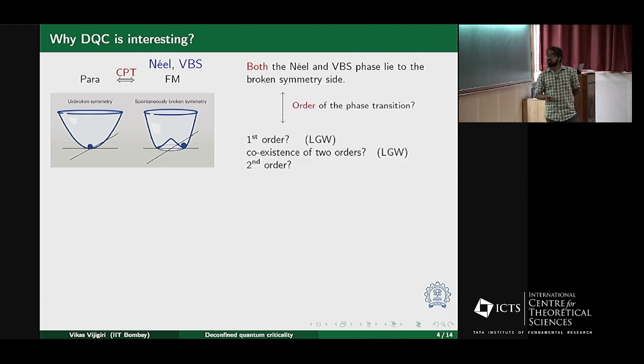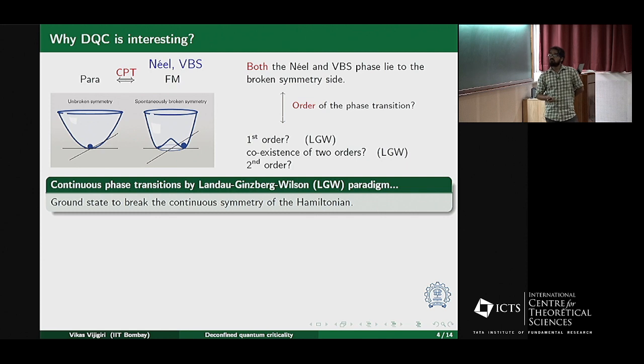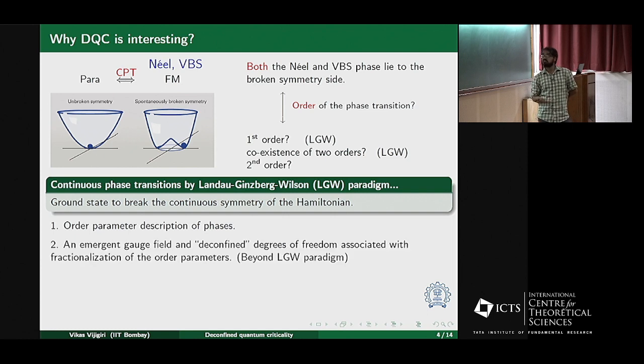From the naive LGW paradigm, one can expect that it should be first order, or maybe a coexistence of two orders, or can we have a scenario beyond LGW. So I'll briefly highlight what the LGW paradigm is all about. We have an order parameter description of phases, and then due to symmetry breaking, you have an emergent gauge field and deconfined gauge degrees of freedom emerging from the fractionalization of the order parameters. So this is sometimes also referred to as the beyond LGW paradigm.